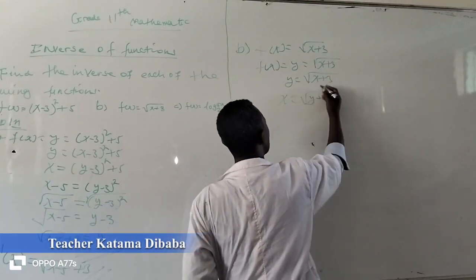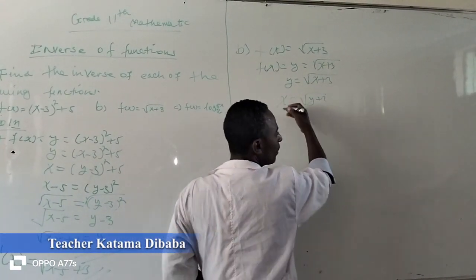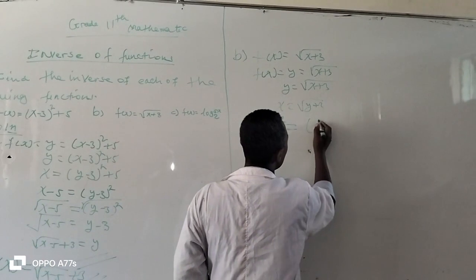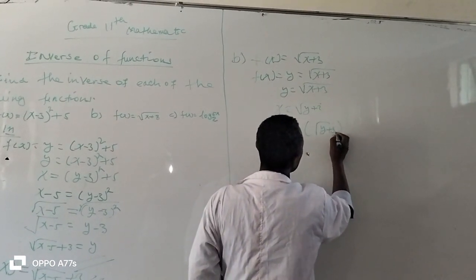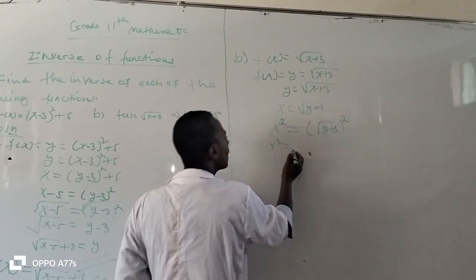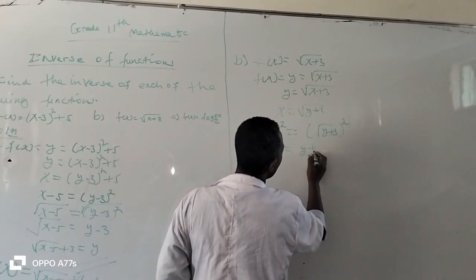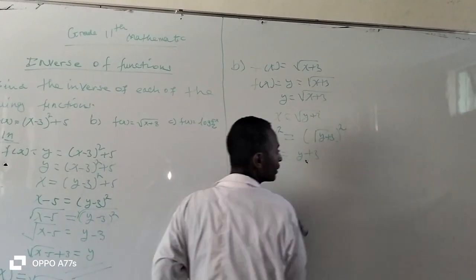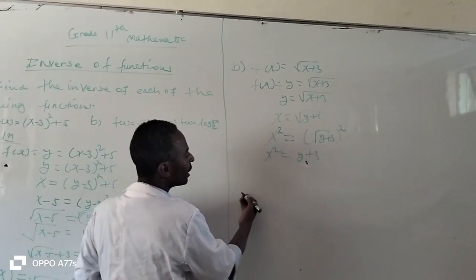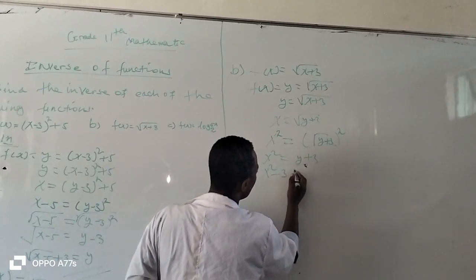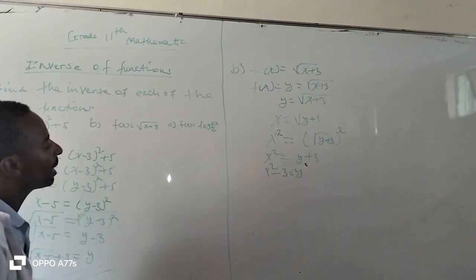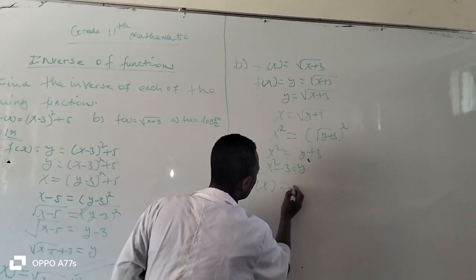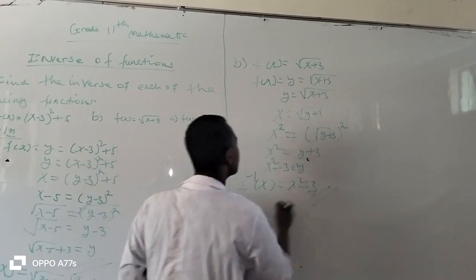To remove this radical, we square both sides of this equation. So when we square both sides, we have the square root of y plus 3 the whole squared. Then x squared is equal to, removing this square root, y plus 3. Take 3 from this side to this side. Here 3 is positive, and when we take it to the other side, we change the sign to negative. That is x squared minus 3 is equal to y. Finally, we can write f inverse of x is equal to x squared minus 3. Now this is the inverse of that one.